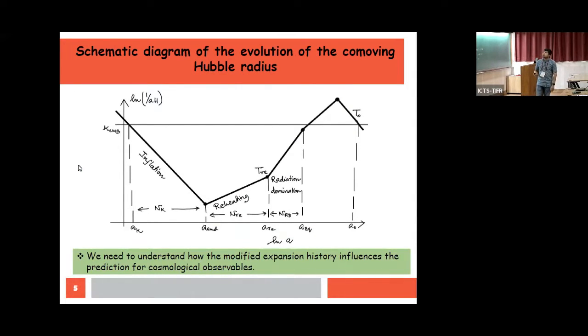And this is a schematic diagram of the evolution of the comoving Hubble scale. We can see that if we introduce the reheating phase intermediate between the inflation and radiation, it can influence the expansion history, and that also modifies your n_s-r prediction due to this extra reheating. Because now you have to conserve entropy from T_re to today, and that actually constrains your N_k plus N_re.